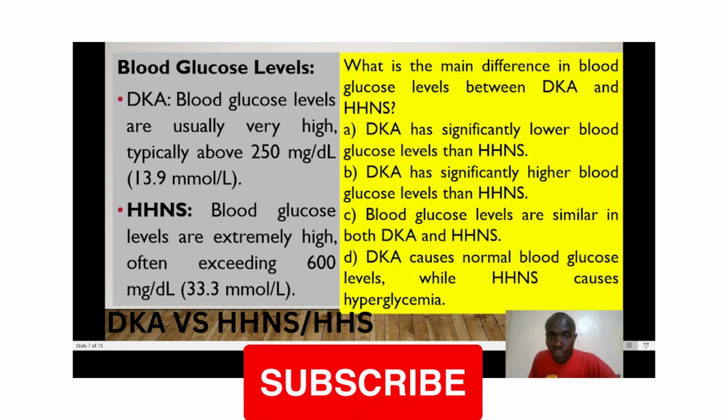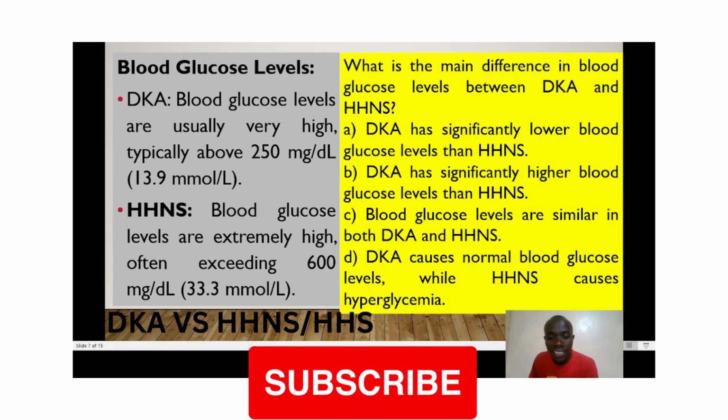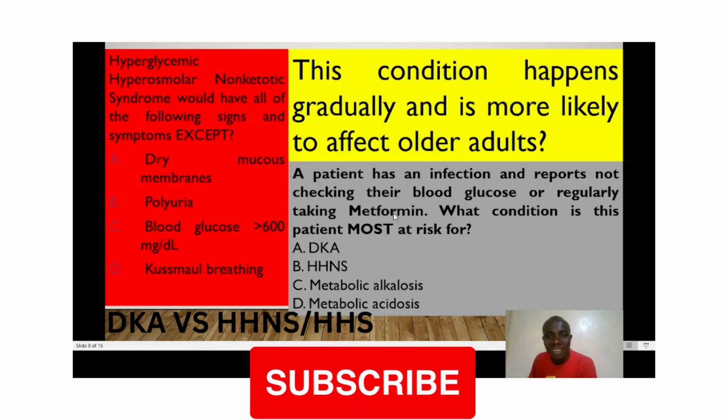So what is the difference in blood glucose level between DKA and HHNS? DKA has significantly lower glucose level compared to HHNS. Look at this one, above 600. This one, 250. You get the difference, guys? Great. I'm happy you guys are getting it, and that means a lot to me, guys.